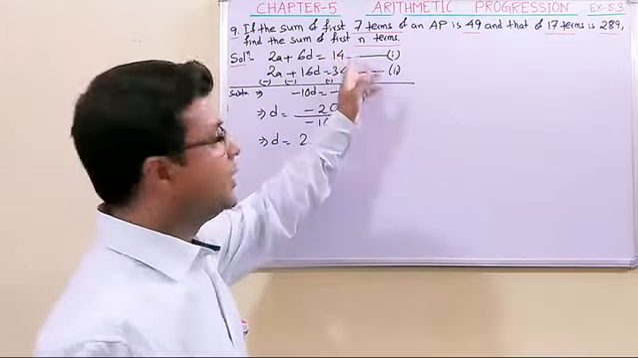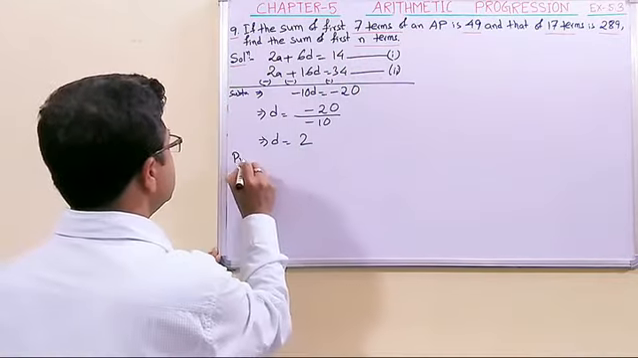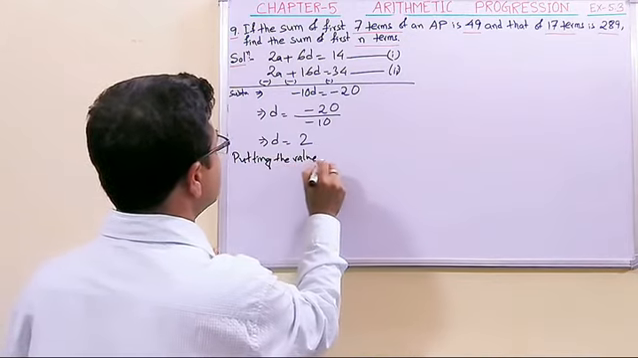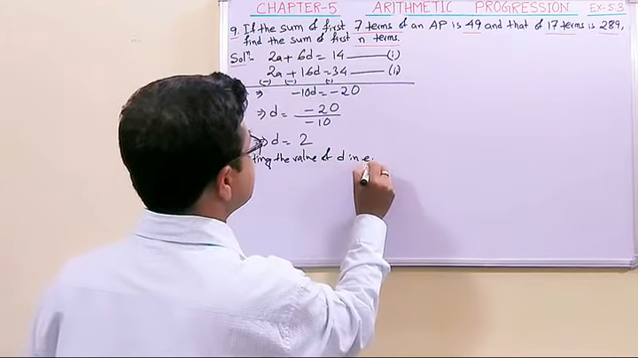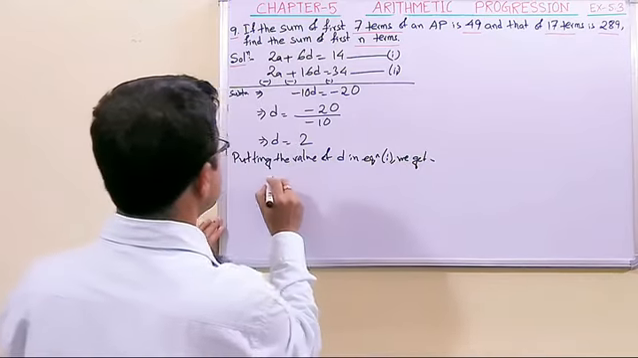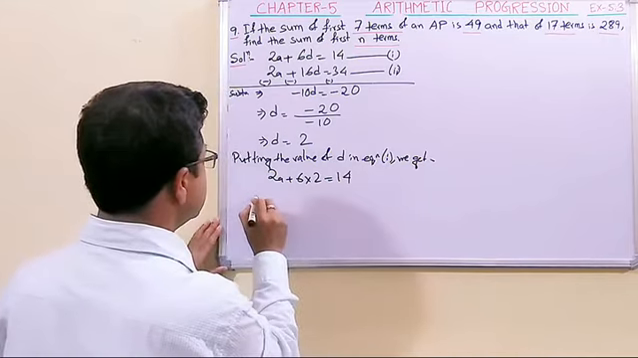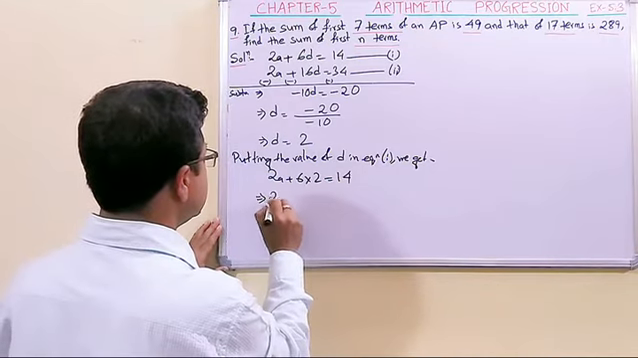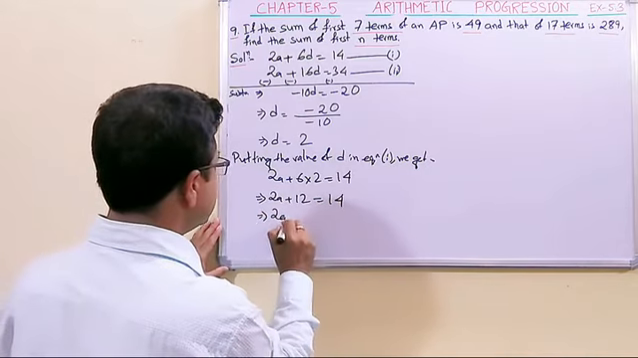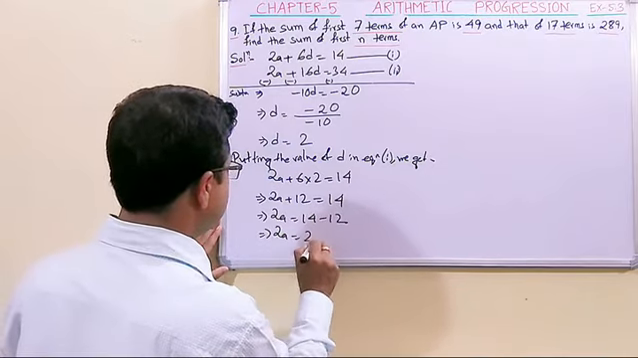Now we want to find the value of a. So we will put the value of d in any of these two equations. So let us write, putting the value of d in equation 1. We get, what do we get? Twice a plus 6 into 2 is 12, equals 14. So twice a equal to 14 minus 12. So twice a equal to 2.